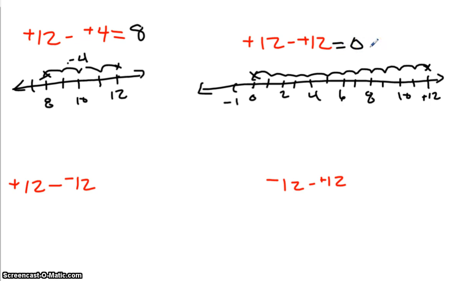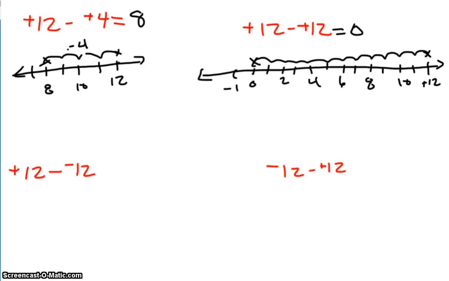Which makes sense. If I had $12 and I spent that $12, I now have no money. When we talk about positive and negative numbers, the integers, I like to use money as an example a lot because we all know how money works. So you'll hear me refer to lots of examples using dollars and cents.